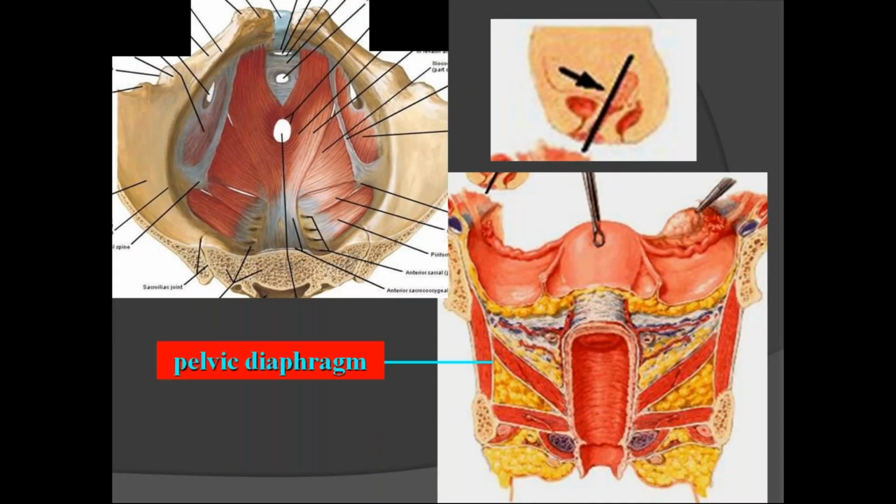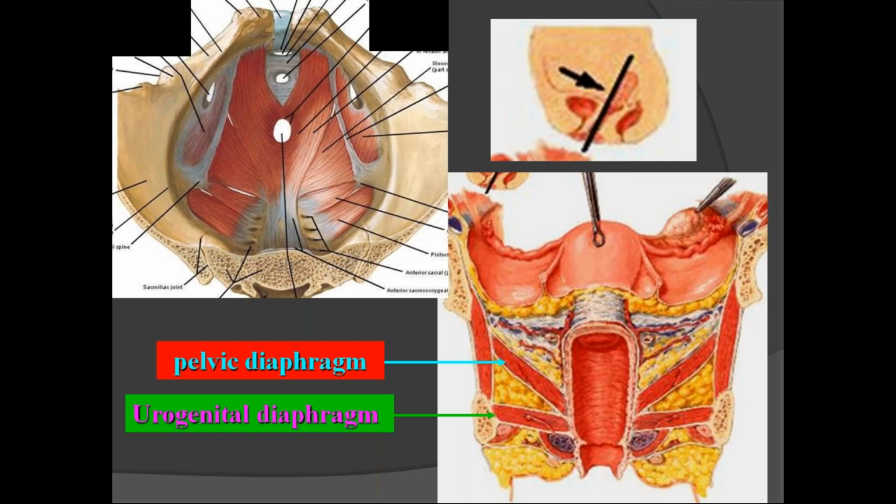Identify here also, this is a pelvic diaphragm, seen from superior view. In this picture, this is a perineal membrane. So this is a pelvic diaphragm, and this is urogenital diaphragm. Pelvic diaphragm is formed by levator ani. Urogenital diaphragm is formed by two muscles called sphincter urethrae and deep transverse perineae.